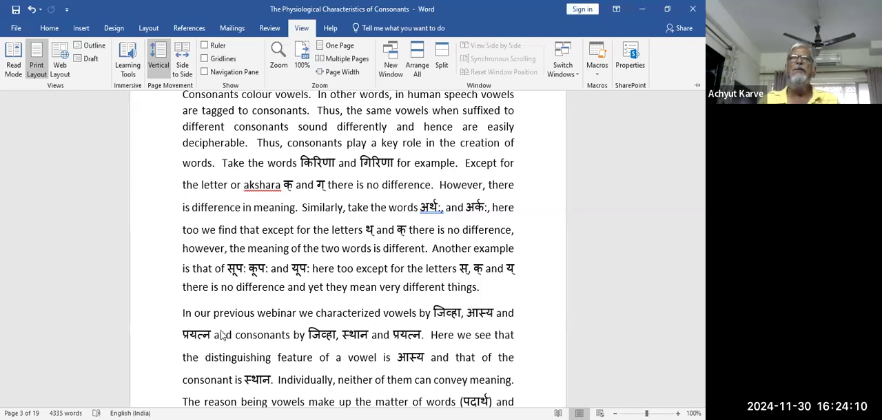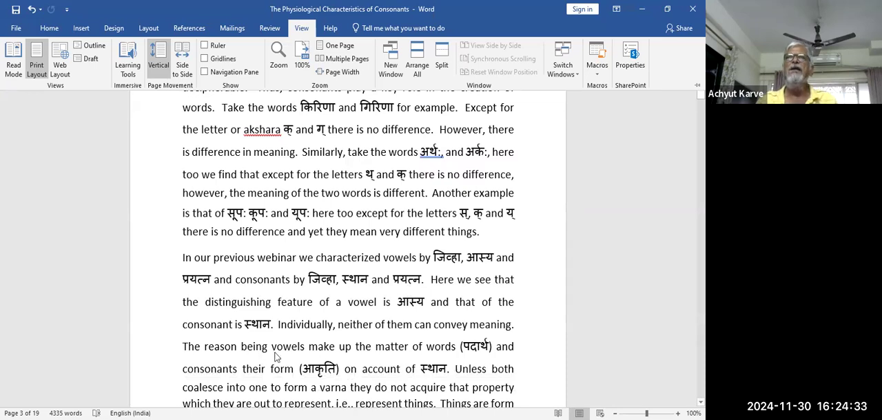In our previous webinar, we characterized vowels by jivva, asya, and prayatna, and consonants by jivva, sthana, and prayatna. Here we see that the distinguishing feature of a vowel is asya, and that of the consonant is sthana. Individually, neither of them can convey meaning. The reason being, vowels make up the matter of words and consonants the akruti. So vowels are the padartha and akruti are the characteristic features of consonants. That akruti comes because of sthana.